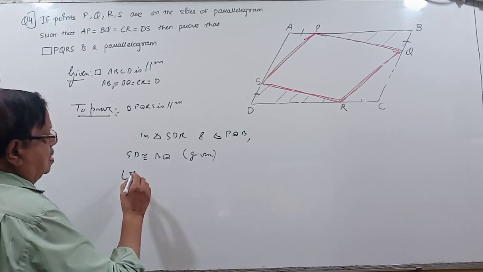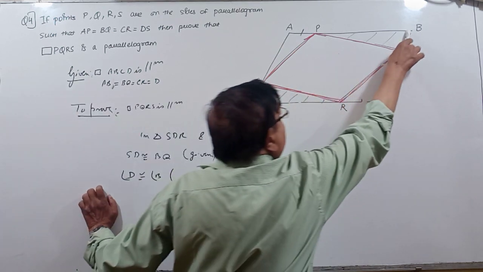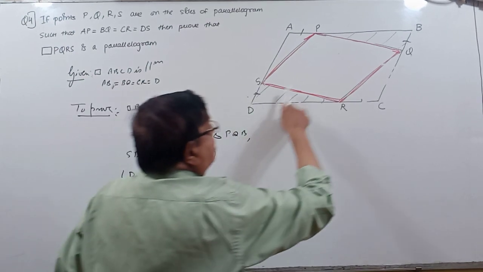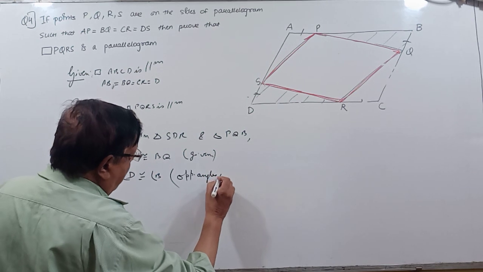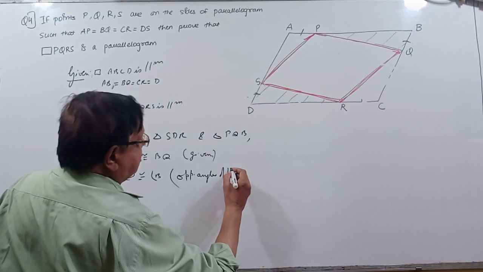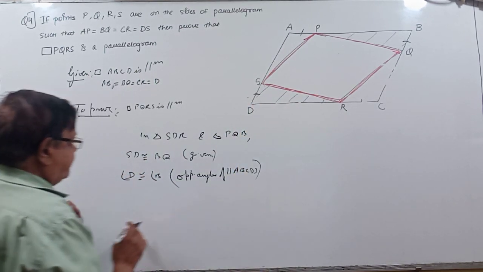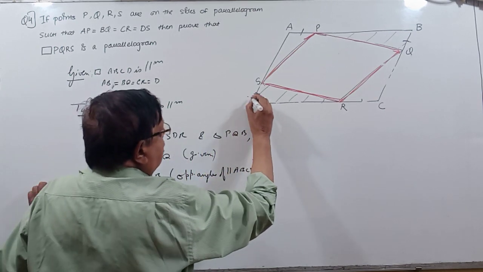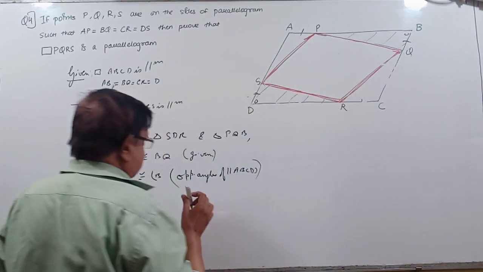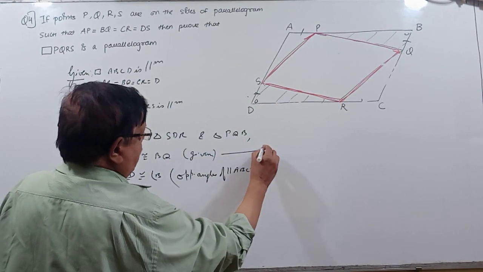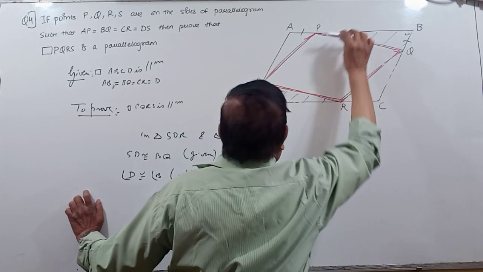Angle D congruent to angle B. What is the reason? This angle congruent to this angle. Opposite angles of parallelogram ABCD. They are opposite angles of the bigger parallelogram. Now this is congruent to this. Now we have to prove that this is congruent to this. That was 1, that was 2, and 3 we have to prove that this is congruent to this.